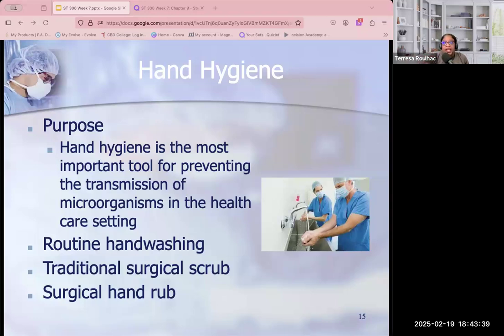You have routine hand washing, soap, water, you're just removing dirt, debris, microorganisms. Performed frequently. Like we always are washing our hands. A lot of us have dry, cracky hands. We use lotion, but we try to get as much of that off. Particularly before and after patient contact, after touching potentially contaminated surfaces or objects.